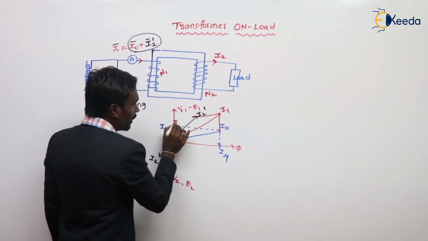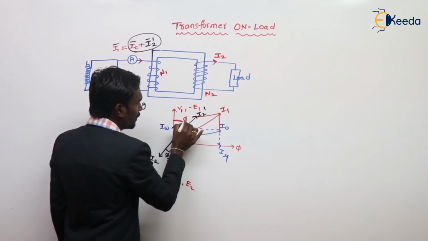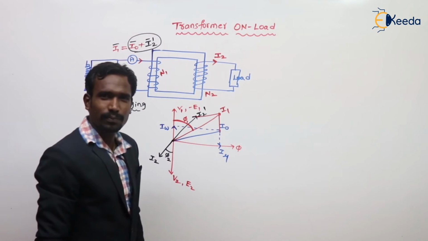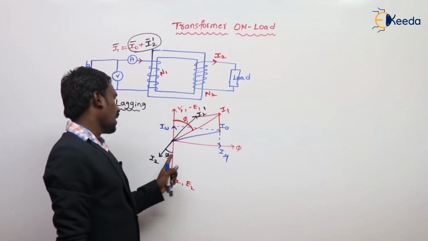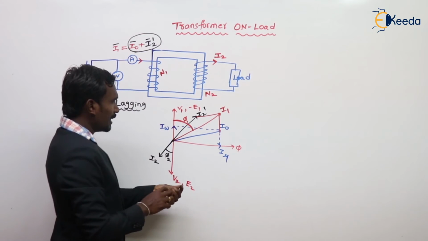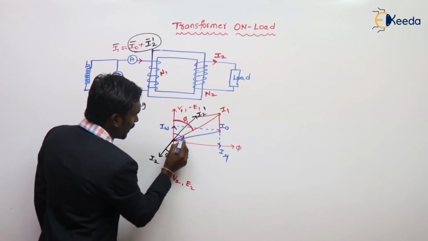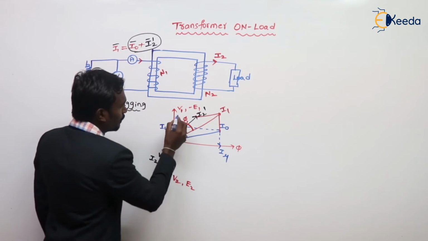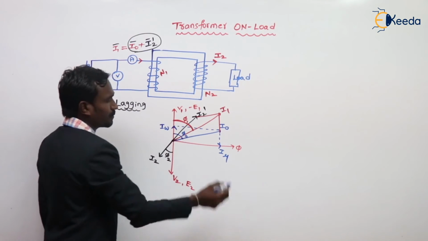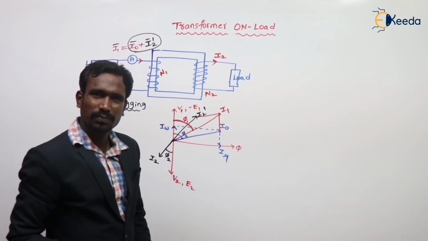The angle between V1 and I1 is the power factor angle phi 1, and the angle between V2 and I2 is the power factor angle phi 2. Of course, this angle is the no load angle phi naught, the angle between voltage and current, which is phi naught. This is simply the vector diagram for lagging load.